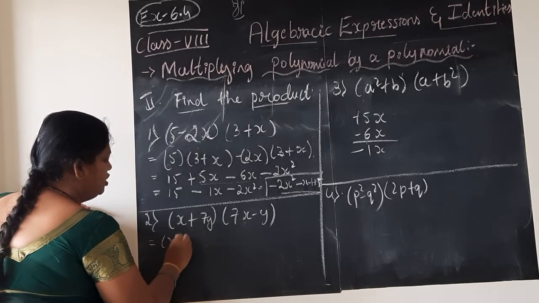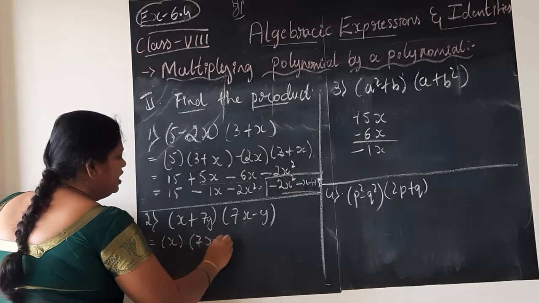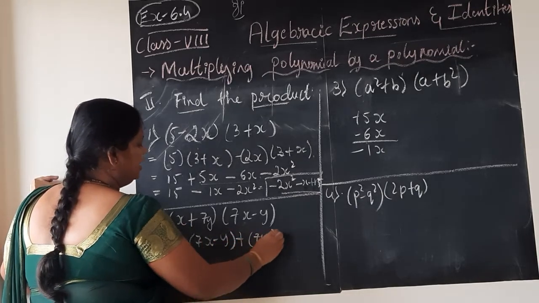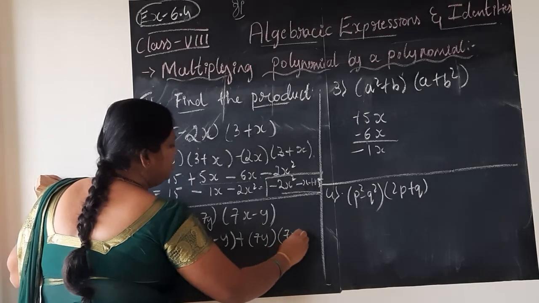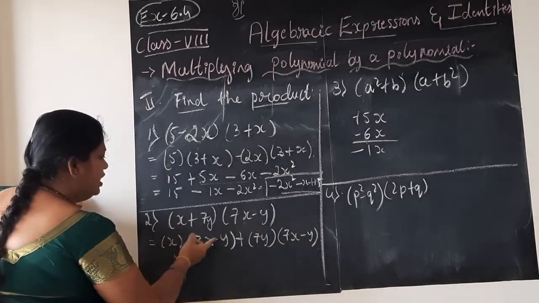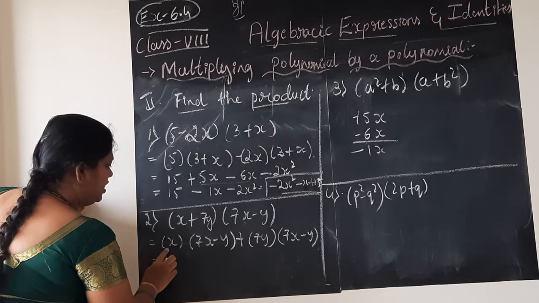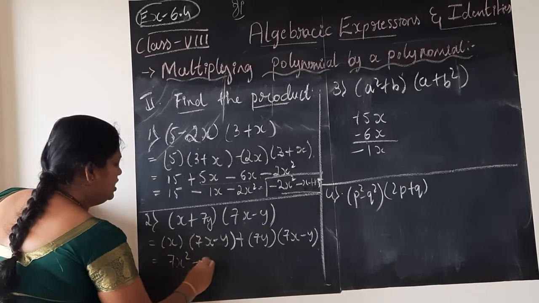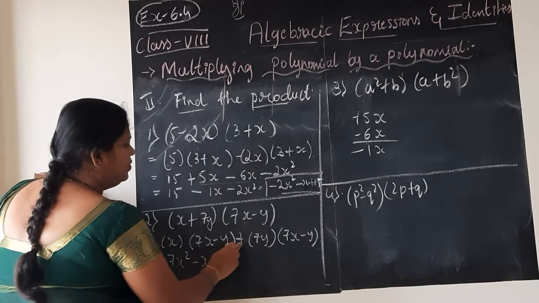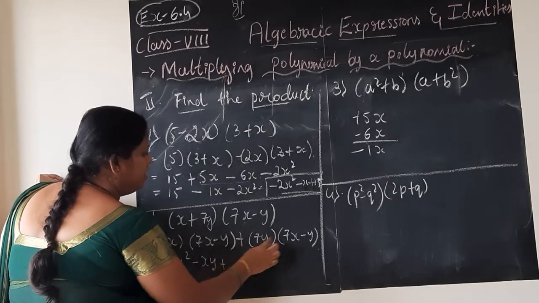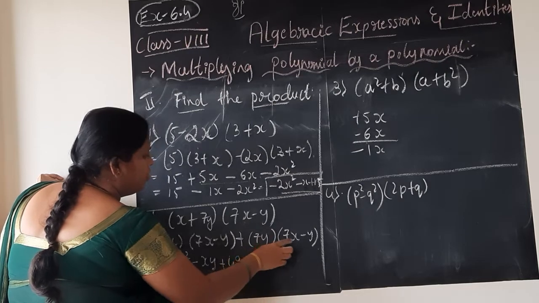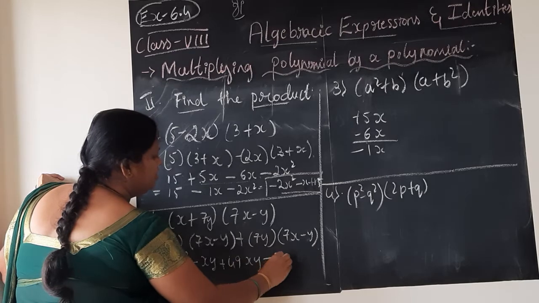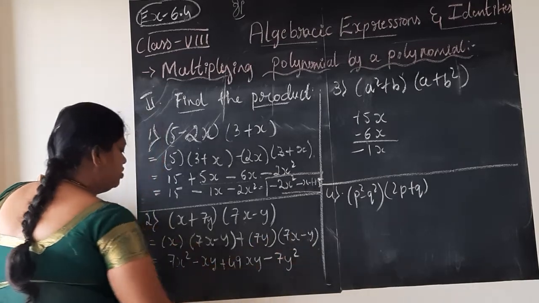First term of the first binomial, x, into second bracket 7x minus y. Plus is there, 7y second term into 7x minus y. Now multiply x inside and 7y inside. X into 7x, 7x square, plus into minus, minus, x into y, simply xy. Plus into plus, plus, 7y into 7x, 7 7s are 49xy. Plus into minus, minus, 7 into 1, 7y into y, y square.